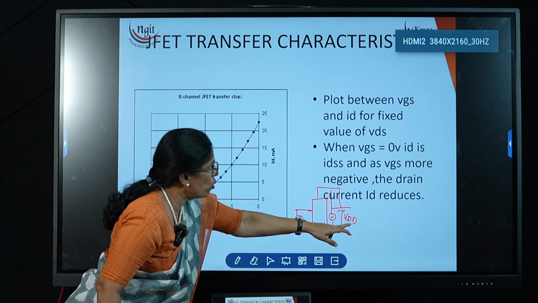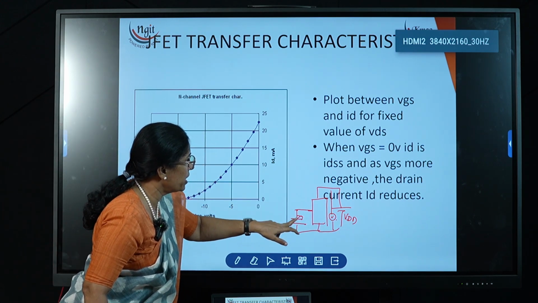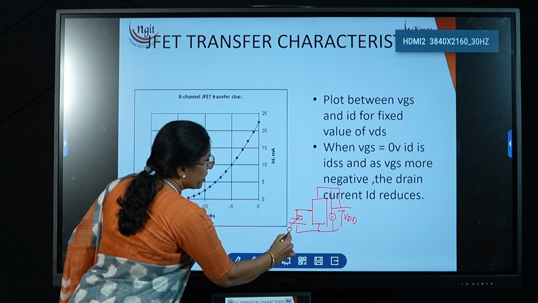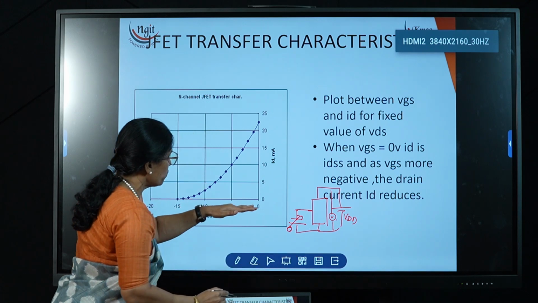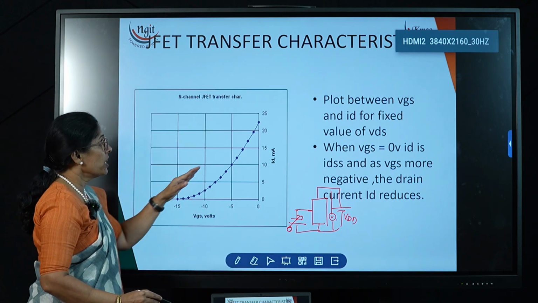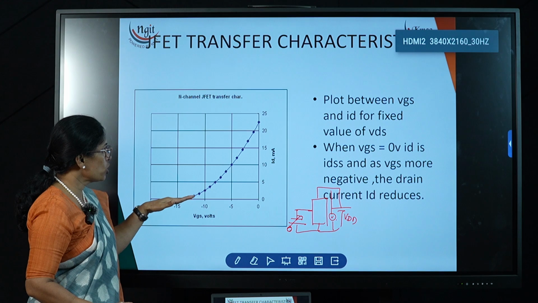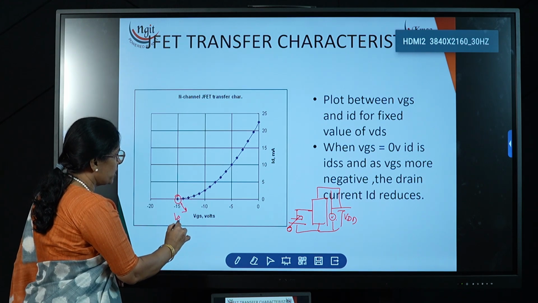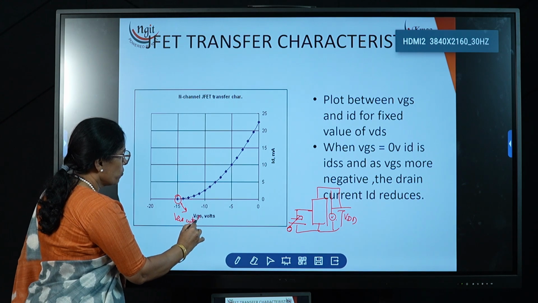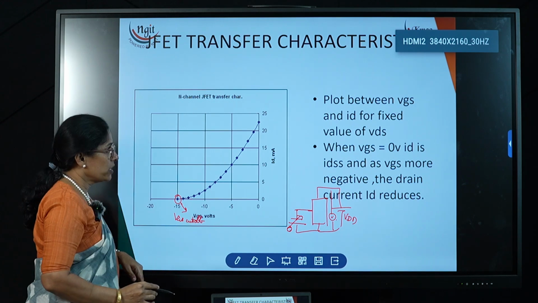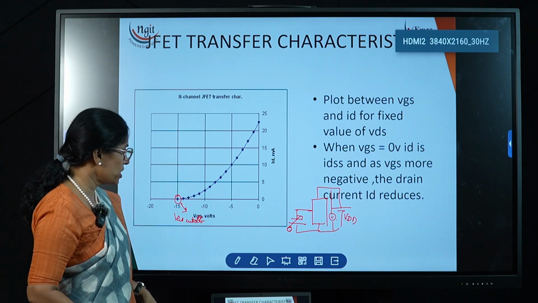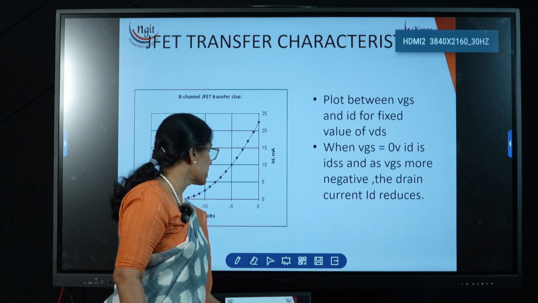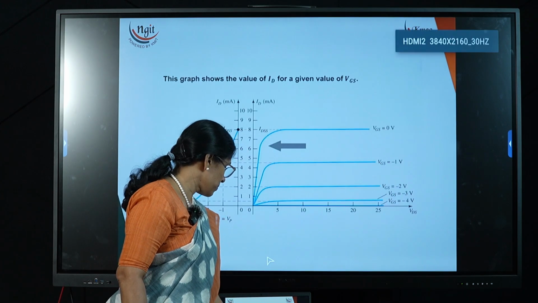Now if we keep some voltage over here constant and vary this, if it is 0, then we get the maximum current. As we go on increasing the negative voltage, the drain current goes to 0, and the point where the drain current is 0 is called the VGS cutoff point. So this is about the transfer characteristics. Now if I show you both the drain characteristics and transfer characteristics, they look like this.